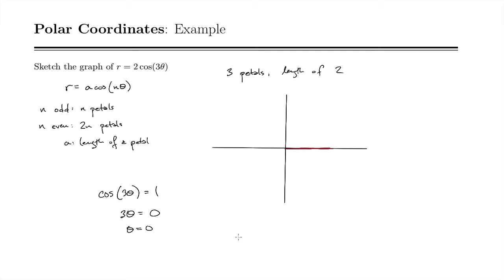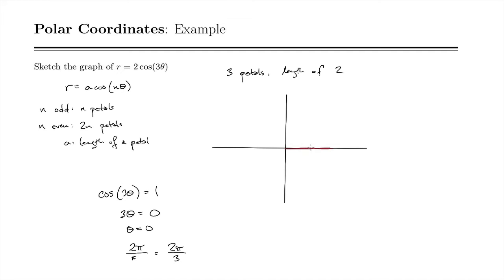Then we just need to space them out evenly. We have the full revolution of 2 pi, and we divide that by the number of petals. So here that's dividing by 3 petals. I'm not going to put an n, I'm going to put a number there, because if n is even, then it's actually 2n. So 2 pi over 3 is how we move to get to the next petal.